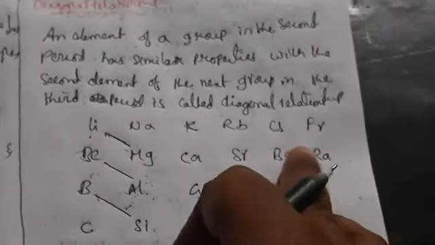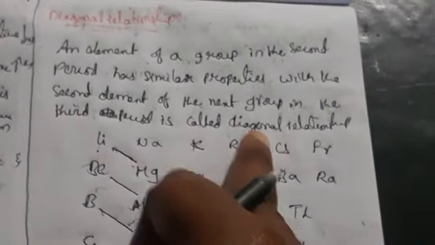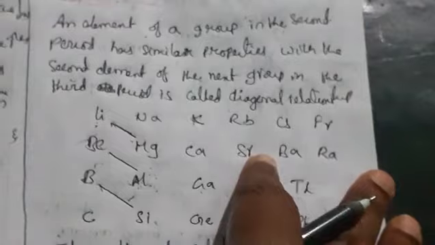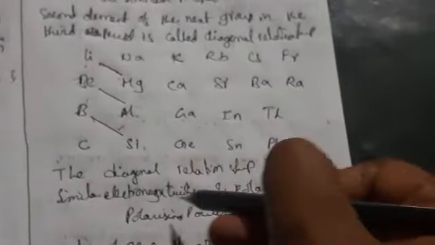So what is diagonal relationship? An element of a group in the second period has similar properties with the second element of the next group in the third period. This is the example. Diagonal relationship is based on similar electronegativity and polarizing power. Beryllium and aluminium both exhibit amphoteric oxides and carbides, Be2C and Al4C3, called methanoids. With this, the second unit is completed.